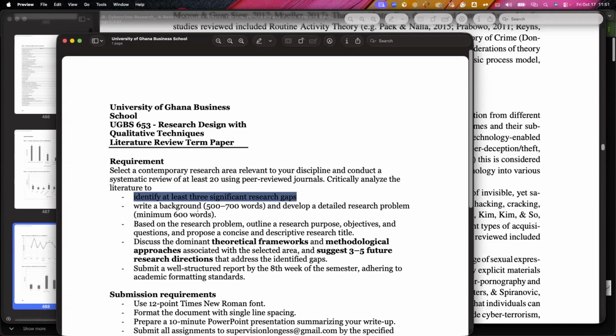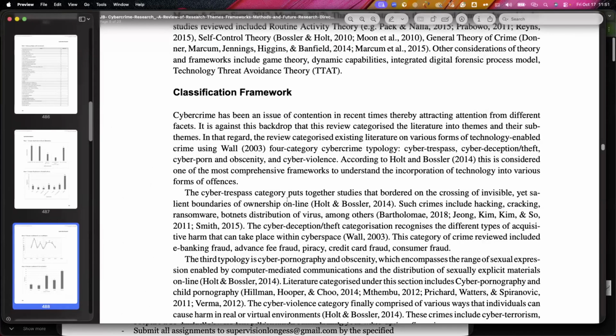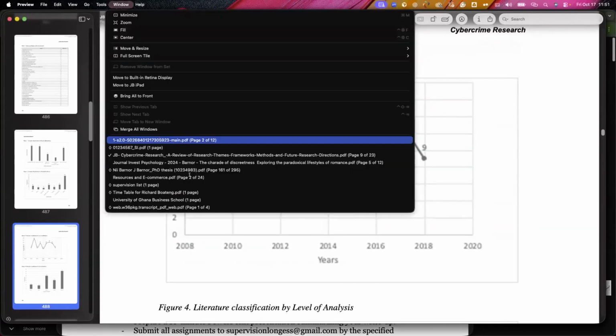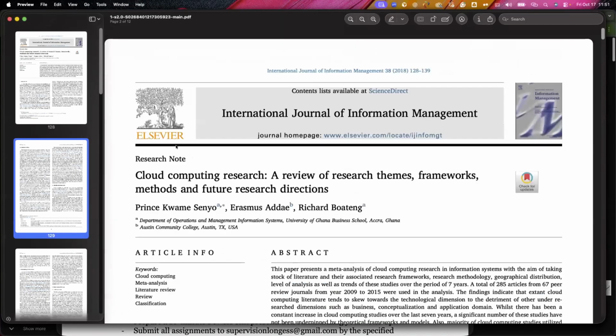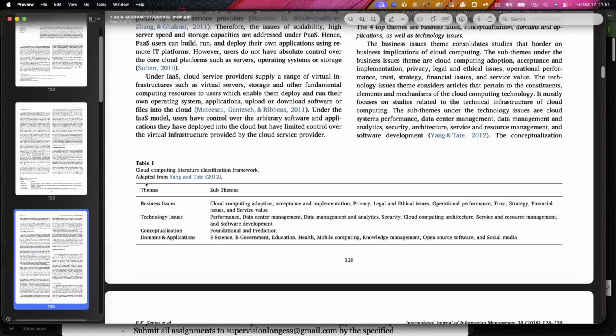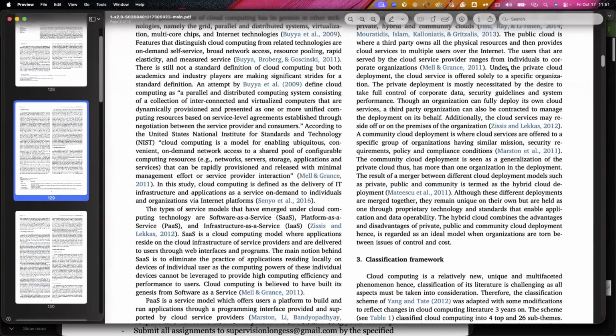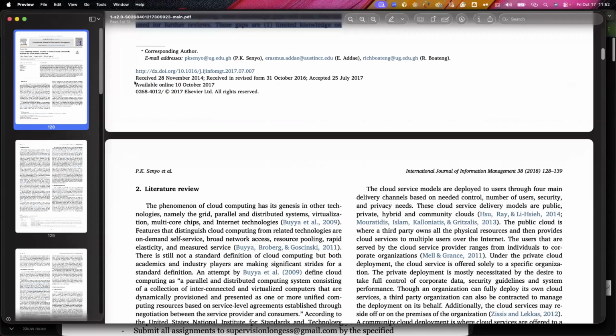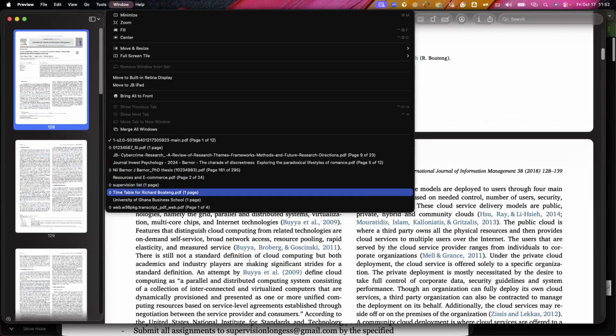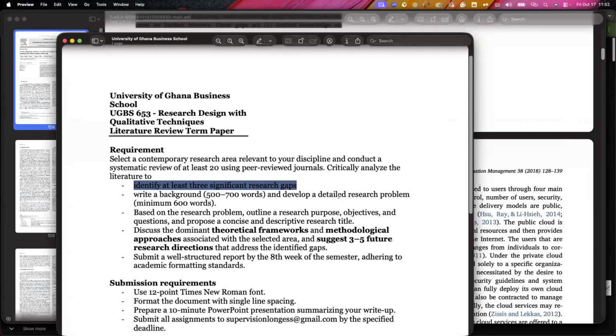Write a background of 500 words, just as the papers I was showing you had done. So this is one. That's the background, if you can see it from here. This is the background of the paper. Now, beyond that, write a background and develop a detailed research problem. Based on the research problem, outline a research purpose, objective, and questions, and propose a concise and descriptive research title.